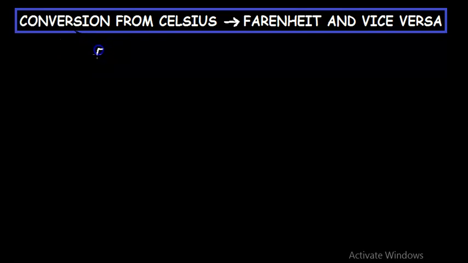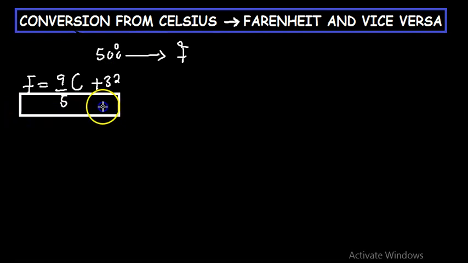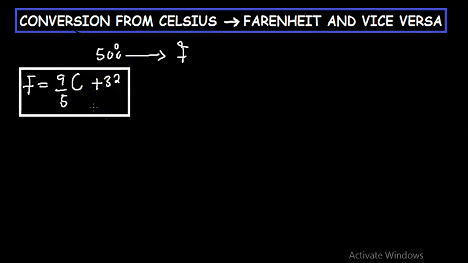The first method we're going to use is 9 divided by 5 into C plus 32. This is the first formula we're going to use. So in this case, remember our degrees Celsius is 50, which is C equals 50. This is going to be F, which is equal to 9 divided by 5, multiplied by 50 plus 32.